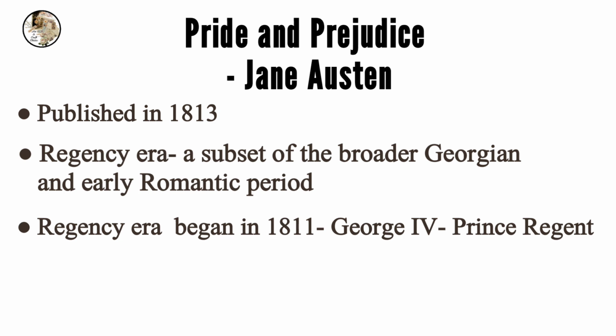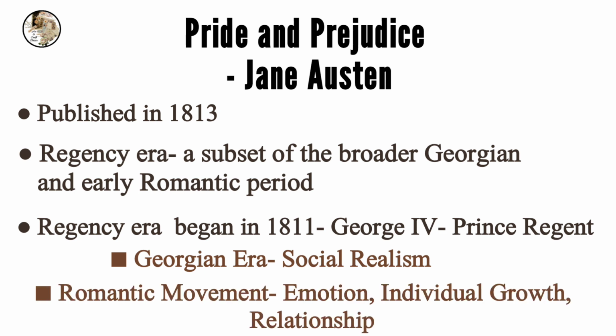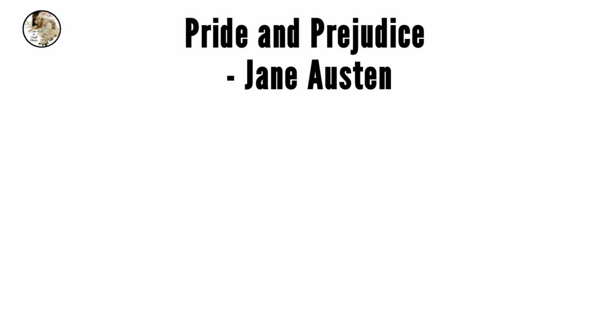Now comes the characteristic features of the novel. Although Pride and Prejudice is associated with the Georgian era's realism, it also exhibits elements of the Romantic movement. The novel explores personal emotions, individual growth, and relationships, which align with the Romantic ideals. Now just look at the first line. You would understand the theme of the novel just by looking at it.